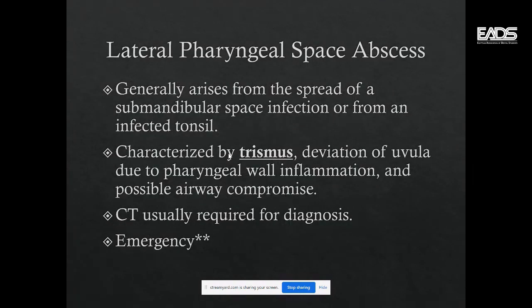So this generally arises from the spread of submandibular space infection or from an infected tonsil. This is the lateral pharyngeal space abscess. It is usually characterized by trismus, deviation of the uvula due to the pharyngeal wall inflammation, and possible airway compromise. The CT scan usually gives the diagnosis. It helps with the diagnosis, and this is an emergency, the lateral space infection.